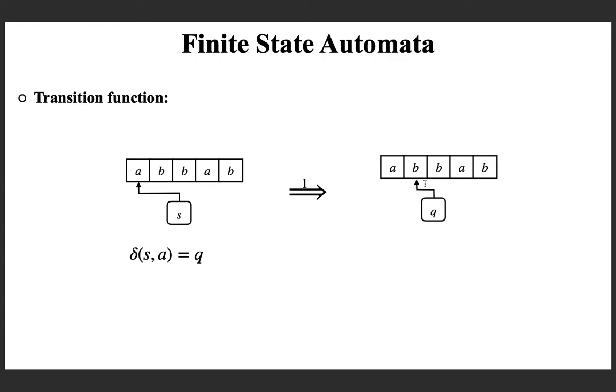So that is a transition relation, and formally you can define it as a function from the Cartesian product of state and alphabet to the state set. That is, from the current state for the current input symbol, what is the next state is what the transition function is defining.